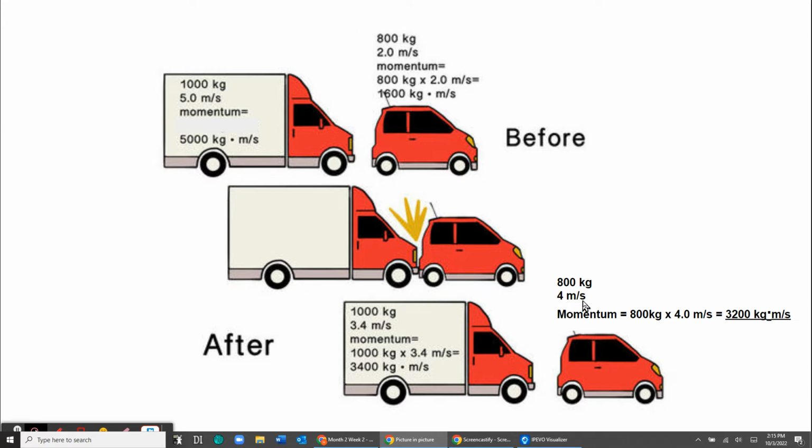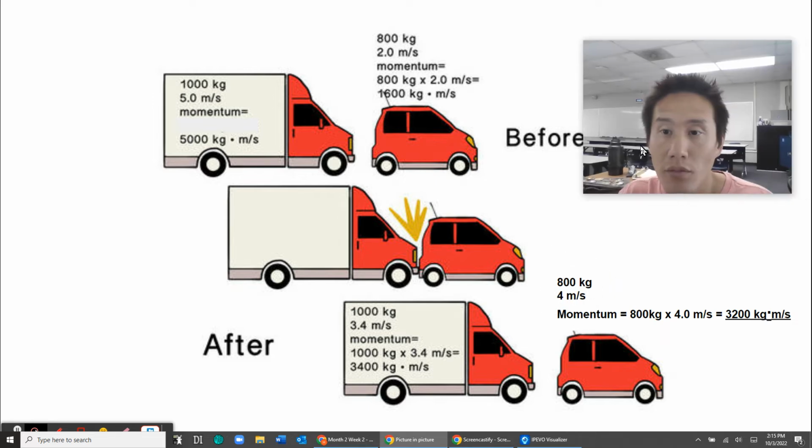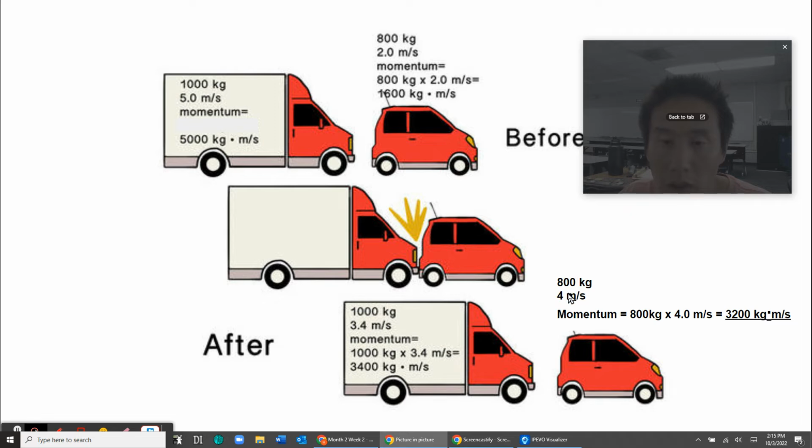Let's see what their momentums will be and if momentum was conserved. That's 4 meters per second, so it's 800 kilograms times 4 meters per second. Sorry, I'll put my face back in the picture. Hello. Did you miss me? Okay. 800 kilograms times 4 meters per second. 800 times 4 is 3,200, and that's 3,200 kilograms times meters per second. Let's see if momentum was conserved.